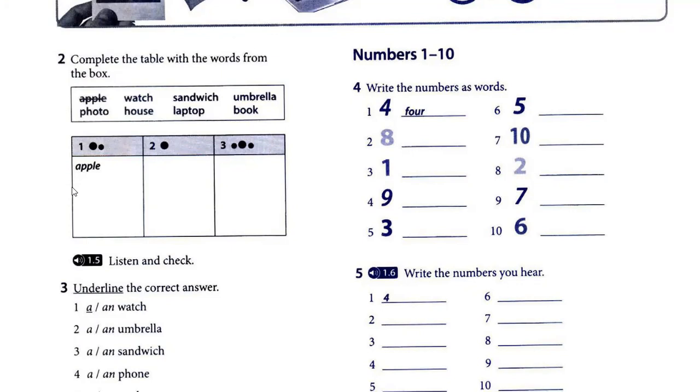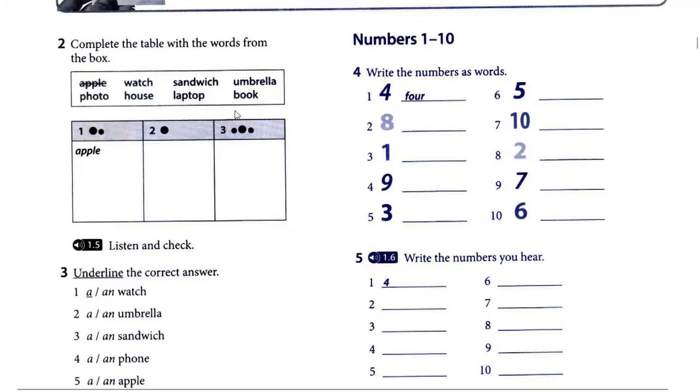Laptop. Number one box. Laptop has two syllables. Okay. House. Box number two. Yes. House has only one syllable. Next. Watch. It's going to be box number two. Yes, it is also number two. Okay.